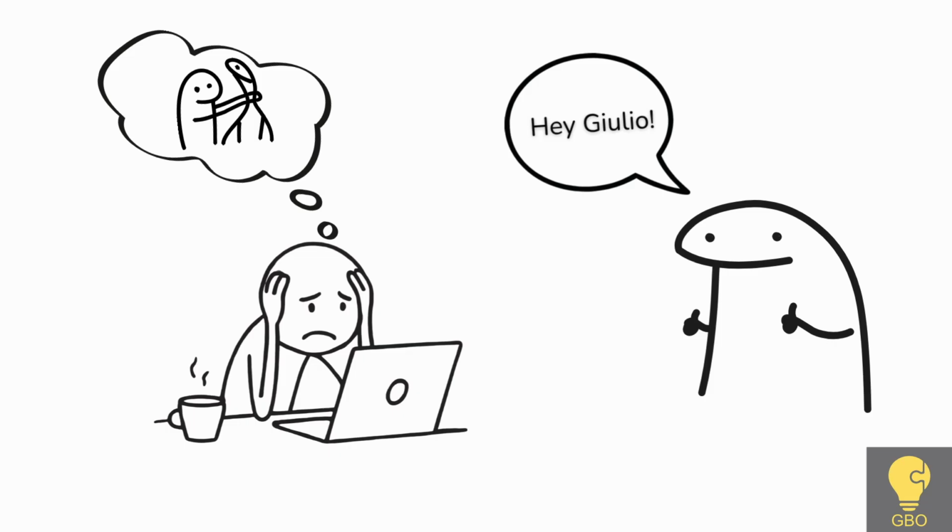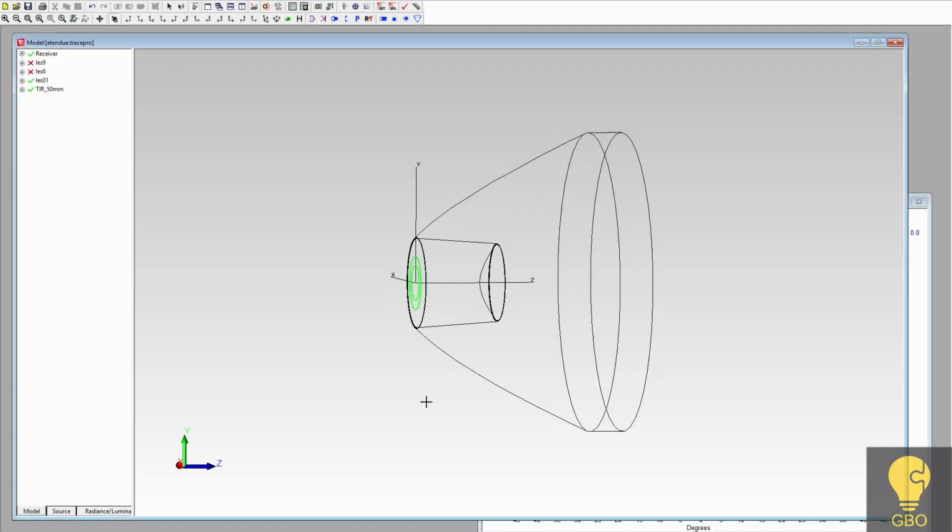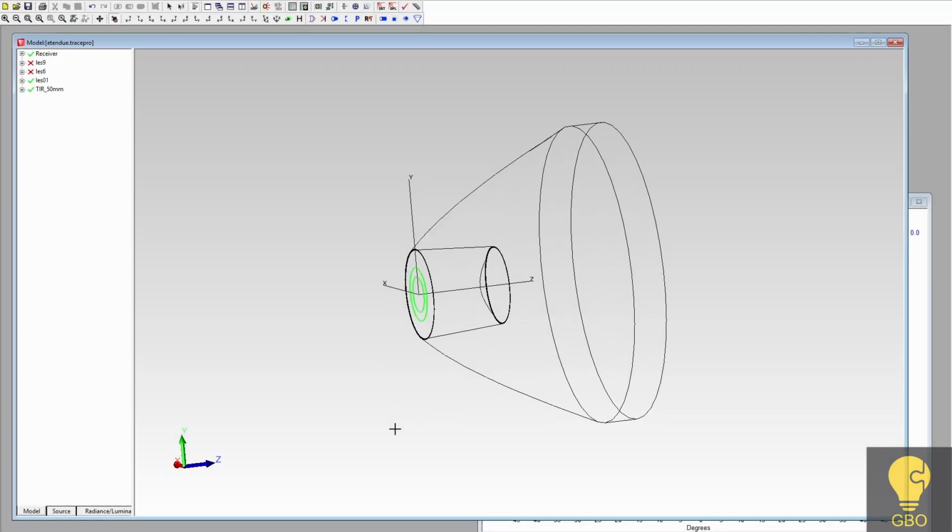Let's see why. Let's start with a standard TIR lens. Focusing central zone, flat output surface, very basic. We'll simulate 3 different light sources: a near point source, a 6mm source and a 9mm one, and see what happens to the beam angle in each case.